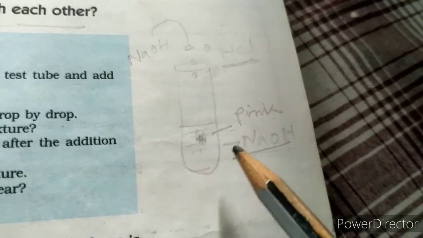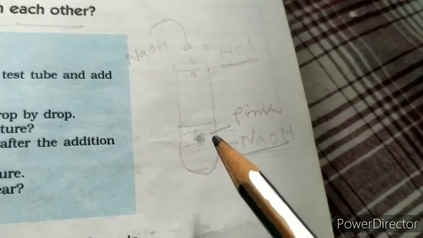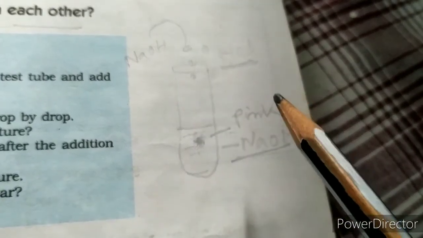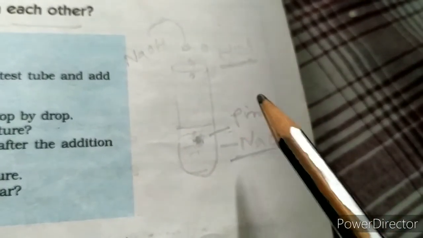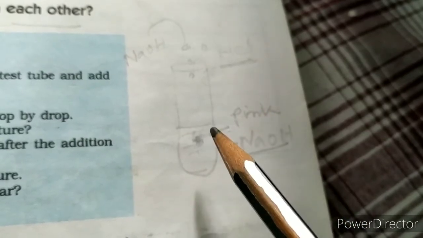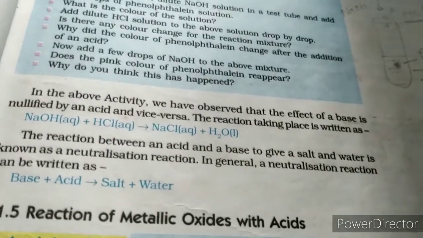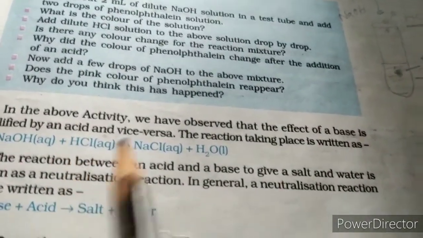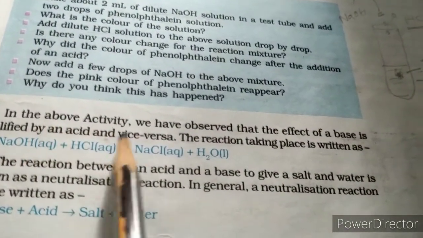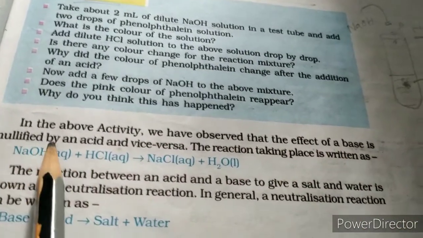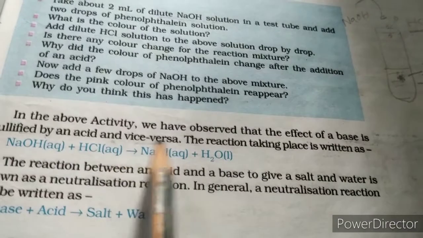So this gives us the conclusion that when acid and base react with each other, they nullify the effect. So it is written here in your textbook: in the above activity we have observed that the effect of a base is nullified by an acid and vice versa.